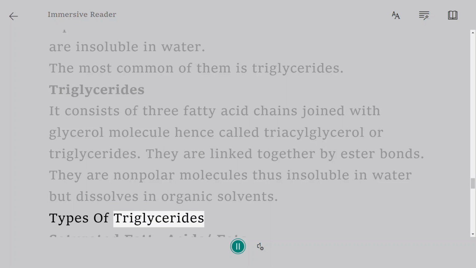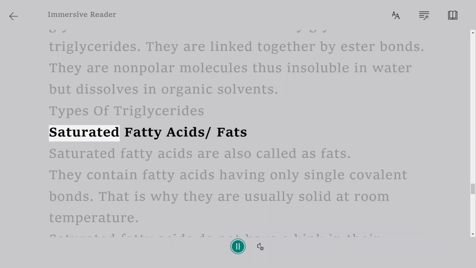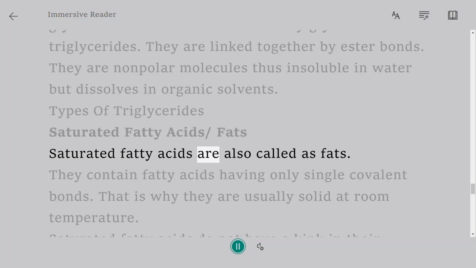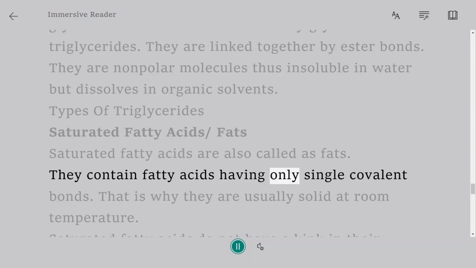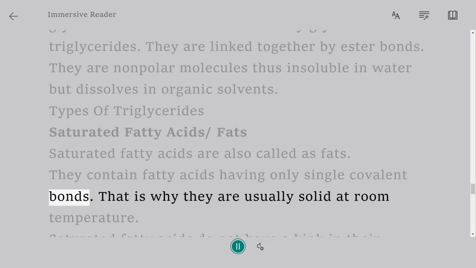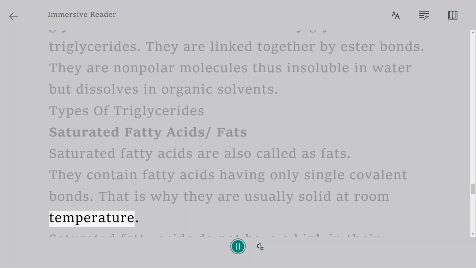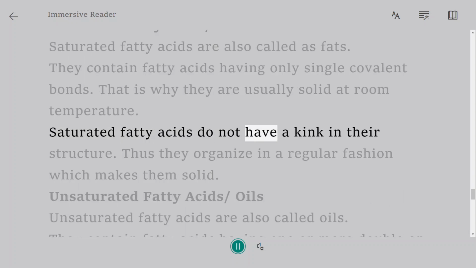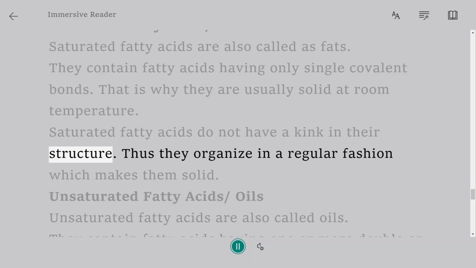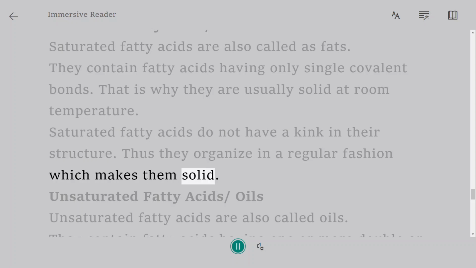Types of triglycerides. Saturated fatty acids or fats. Saturated fatty acids are also called fats. They contain fatty acids having only single covalent bonds. That is why they are usually solid at room temperature. Saturated fatty acids do not have a kink in their structure. Thus they organize in a regular fashion which makes them solid.